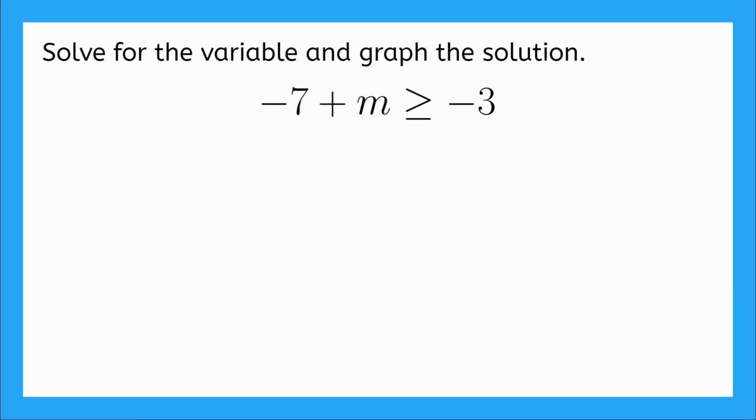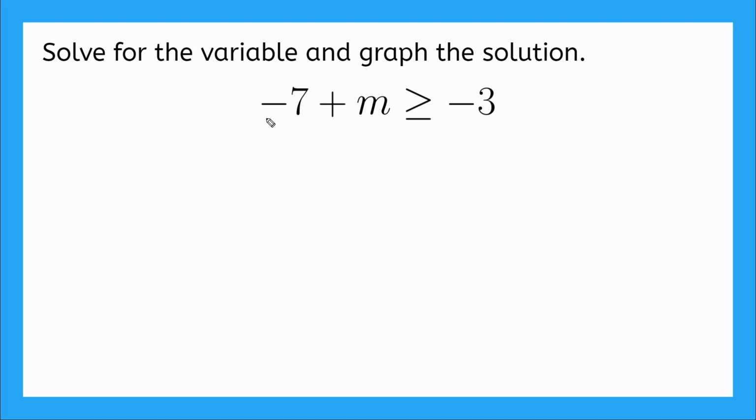Okay, let's do one more together. I think you're picking this up really quick. Again, we need to solve for our variable and then graph our solutions. And this time, our inequality says negative 7 plus m is greater than or equal to negative 3. So we need to solve for this variable, our m here. How do we do that?